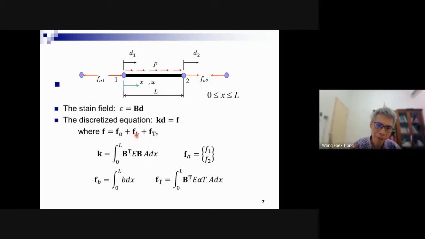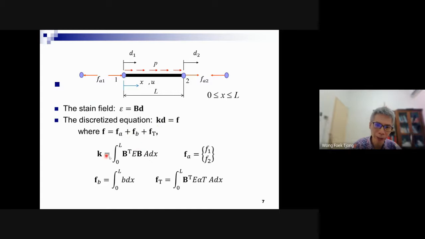And then we have the equivalent nodal body, not body force, sorry. The equivalent nodal force due to axially distributed force. This is FP. I used B in the past. The equivalent nodal force due to distributed axial force and then due to temperature. That's our discretized equation, our finite element equations.